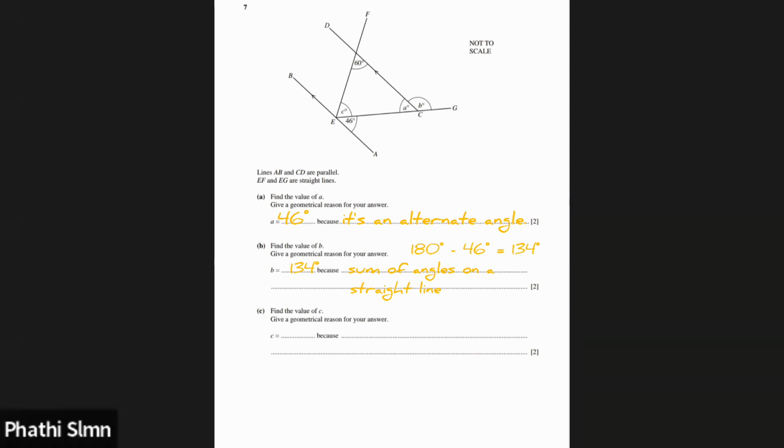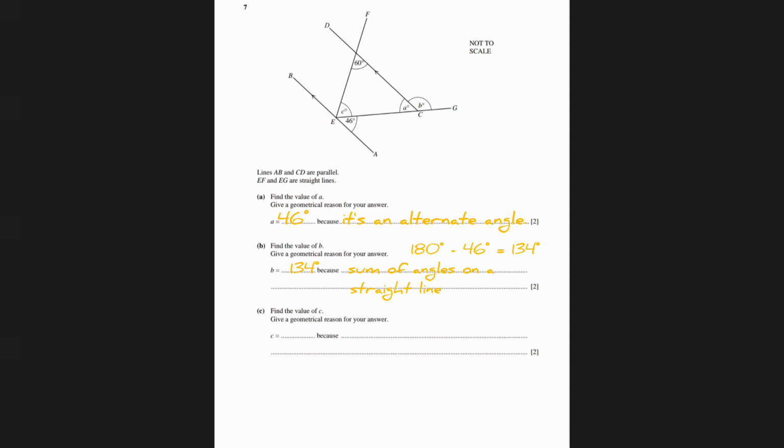How are we going to find our C? Okay, these are parallel lines. Now we are asked to find C. Guys, can we look at something there? Just check something and you will tell me how we can get our C.